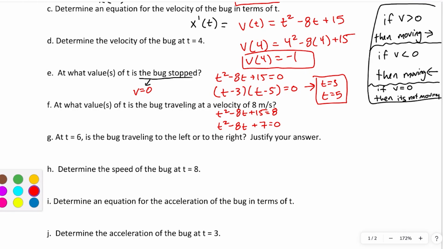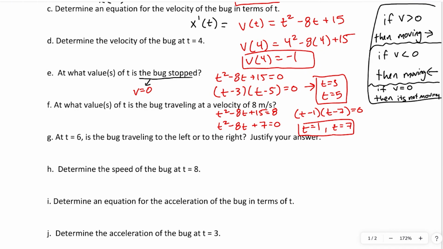So yeah, what would my factors be for t squared minus 8t plus 7? Negative 7, negative 1. So t minus 1 and t minus 7. Yeah. So the two times would be 1 and 7. So at both time equals 1 and time equals 7, the bug is traveling at 8 meters per second. It's pretty fast. 8 meters per second. Okay.